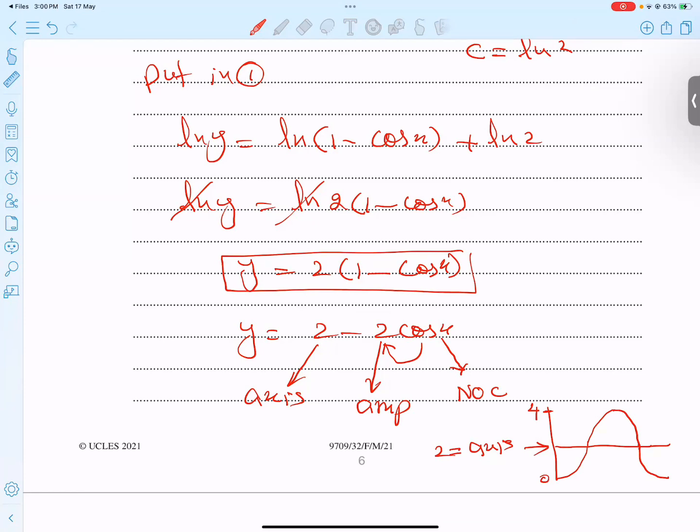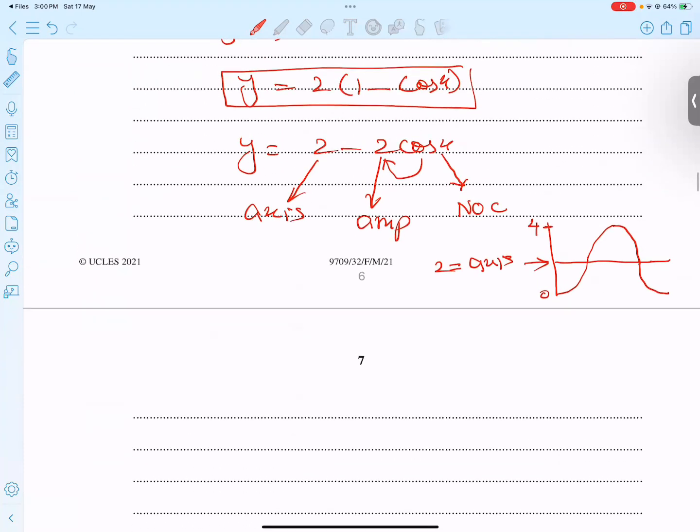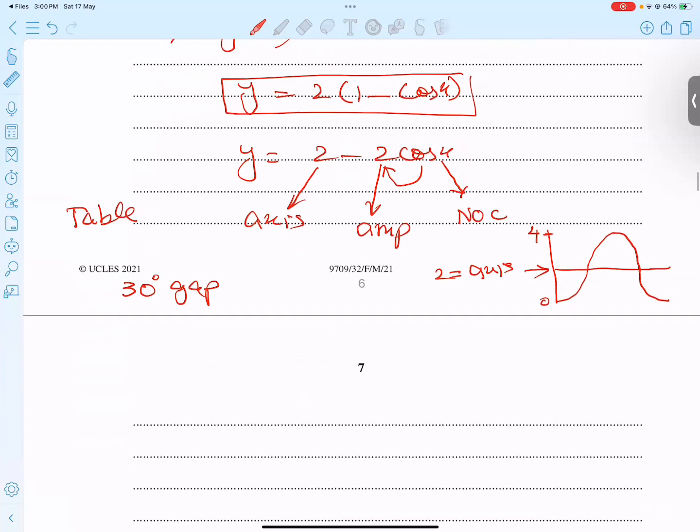So I think the idea is very clear, and now I can do it with two techniques: using a calculator or doing without. When you talk about using a calculator, students, what is the technique? You just plug in each x by 30-degree gap. If it is radians, put 30-degree gap and you just sketch it. And you have a table function available in the calculator. Use that with the starting value 0, with the ending value 360.